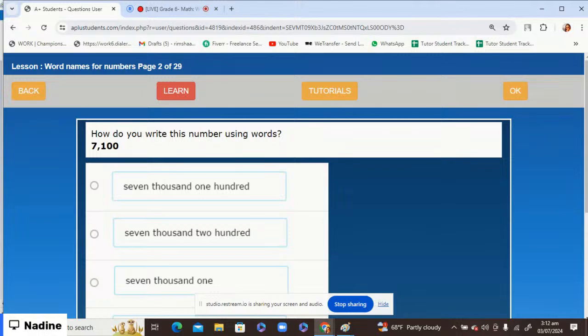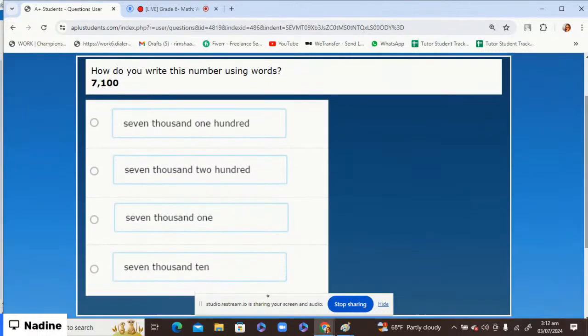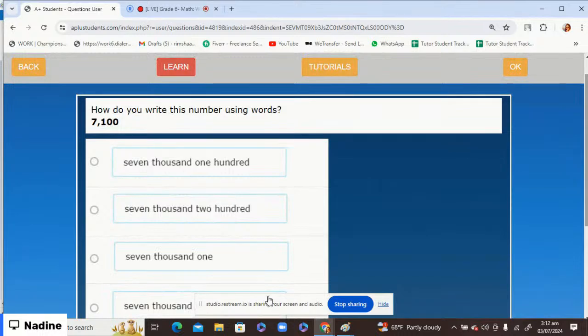So now let's do the next. How do you write this number using words? So look here, it's 7100. This 7 is in thousand place, 1 is in hundred place, and these two are in the ones and tens place. Okay, so 7 is in thousand place and 1 is in hundred place. And how many zeros are there? Two zeros, so it becomes 100. So 7100. Okay.